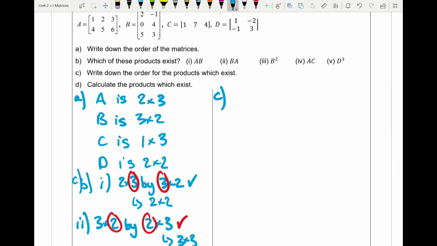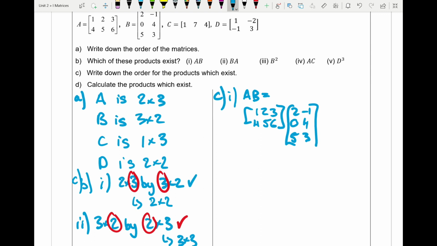So let's calculate those three products that did exist. So I, and then V. For I, we've got A times B, which is equal to 1, 2, 3, 4, 5, 6 times 2, negative 1, 0, 4, 5, 3. So that is going to give us a 2 by 2 matrix.